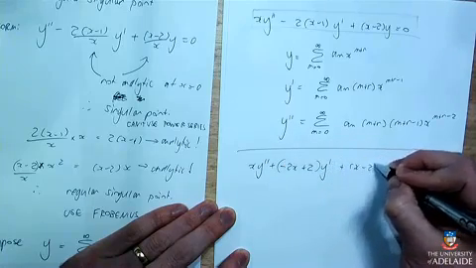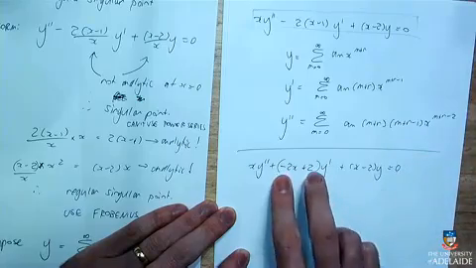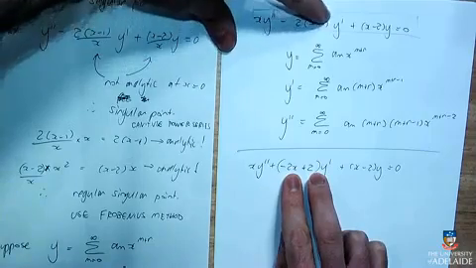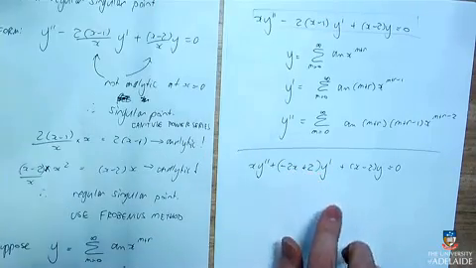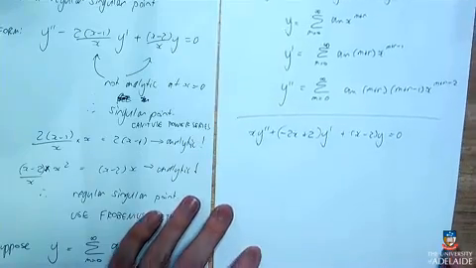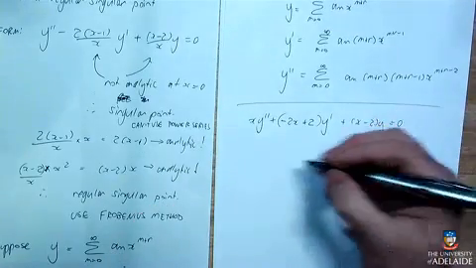I just wanted to expand that bit out here. Minus 2 times x is minus 2x, and minus 2 times minus 1 is plus 2. Because of my method of subbing this in, it makes it easier for me to do them as separate things. So let's have a look.